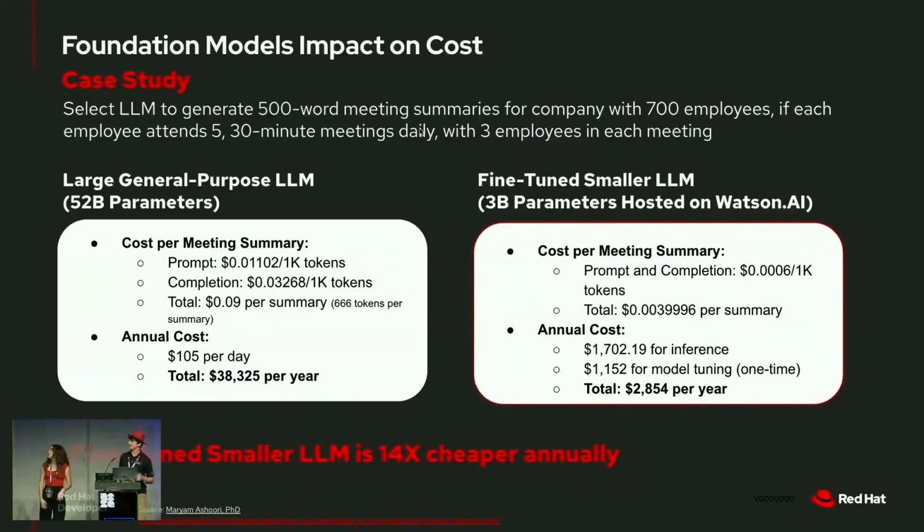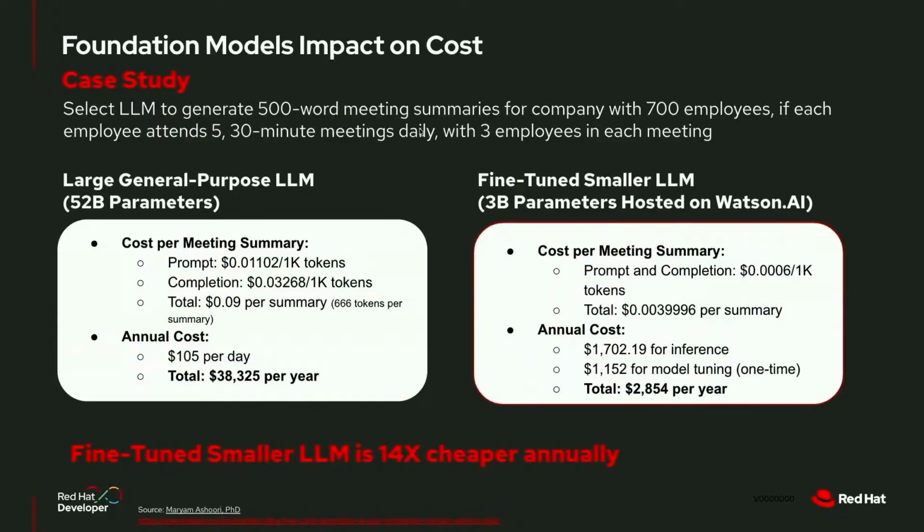Yeah, this is an awesome case study from a PM at IBM working on Watson AI. It shows that if you worked at a company with 700 employees and you wanted to generate one-pager meeting summaries for each meeting they attend, if they attend on average 5 meetings a day, 30-minute meetings, 500 words in that summary, 3 employees in each meeting, you're going to have a different cost to generate those summaries if you're using a 52 billion parameter model versus a 3 billion parameter model that you fine-tuned.